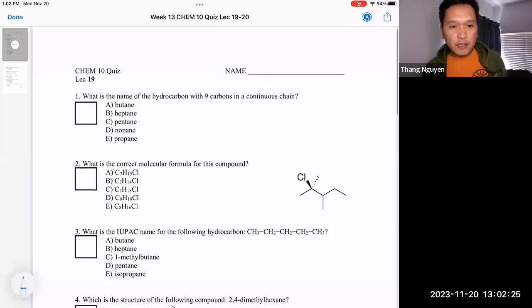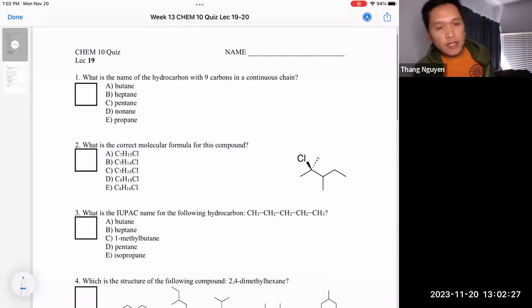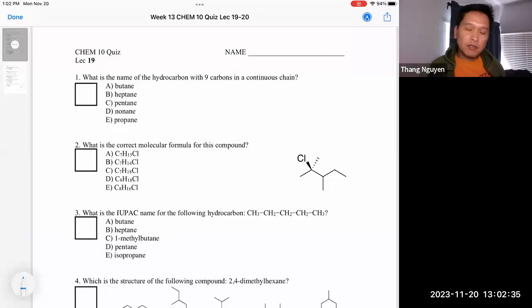Okay, so the first question, a big chunk of this material is naming it. It's a whole branch of chemistry that's different. Because it is very different, we will have to approach it very differently also. So you have to have new ways of naming things. So the first question here says, what is the name of the hydrocarbon with 9 carbons in a continuous chain?